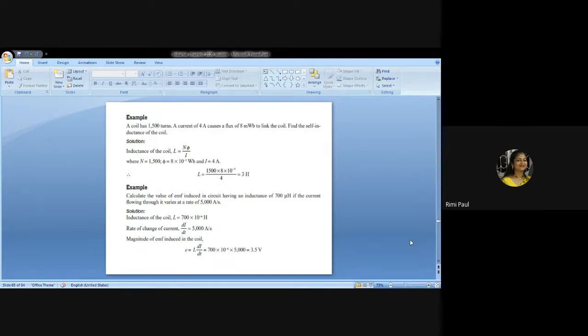Wound on the solenoid, current is flowing through it, so magnetic flux will be produced. As magnetic flux is produced, due to alternating current, an induced EMF will be created. As induced EMF is created, we can say there is a self-inductance.